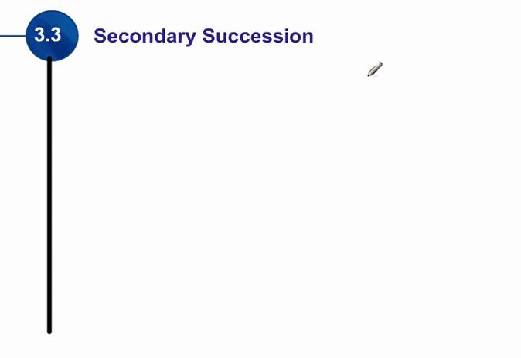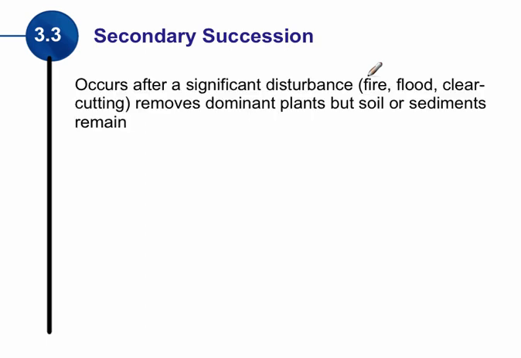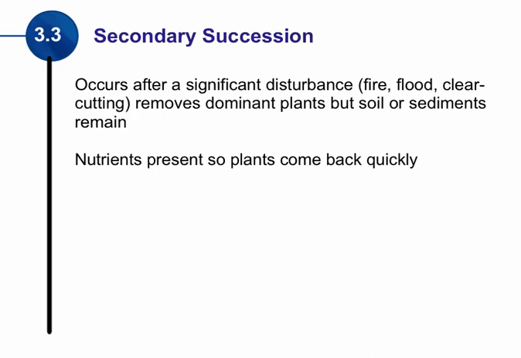There is another type called secondary succession. And what secondary succession represents is after a significant disturbance, so a fire or flood or clear cutting, something has disturbed the community, disturbed that ecosystem, and it removes the dominant plants from that ecosystem. And when we say removing the dominant plants, it might be in a matter of days or weeks, but eventually it gets down to no plants, but there's still soil and all the sediments. Since the soil and sediments still remain, the nutrients are also present, so those plants can actually come back very, very quickly. Again, relative to the original succession.